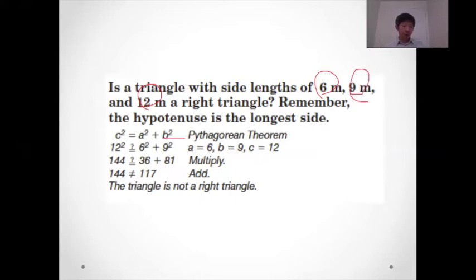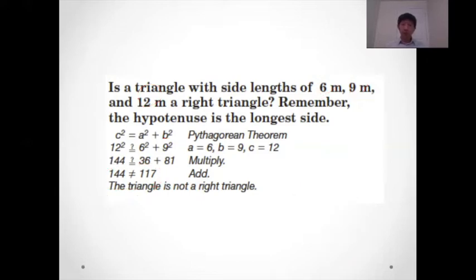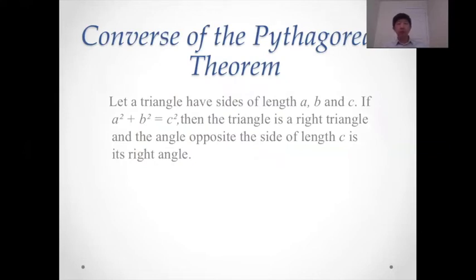So you find 12 squared, and then here's 6 squared, and here's 9 squared, and add together. See, they are not equal, all right? When they are not equal, what does this mean? That means this triangle is not a right triangle. So we can use the converse of the Pythagorean theorem to determine whether this triangle is a right triangle or not, okay?